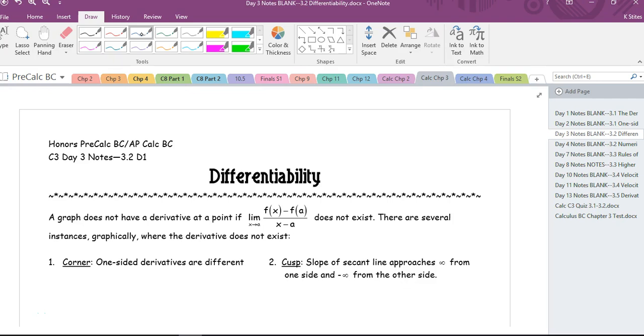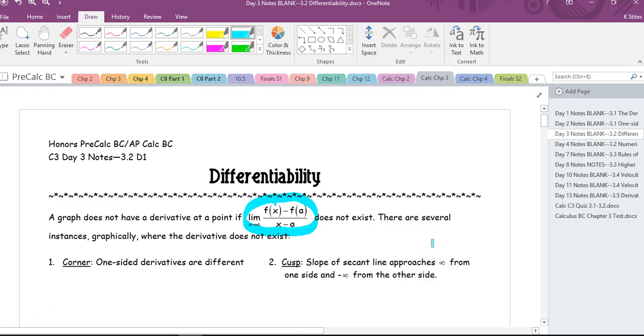Basically, differentiability is referring to whether you can take a derivative or not at a specific location. So if you can take a derivative or find the slope at a specific point, we say a function is differentiable at that x value. And if we cannot take the derivative at that specific point, then we say that the function is not differentiable at that location. So basically, a graph does not have a derivative at a point if the limit as x approaches a of f of x minus f of a all over x minus a does not exist.